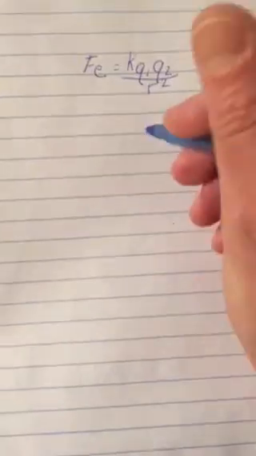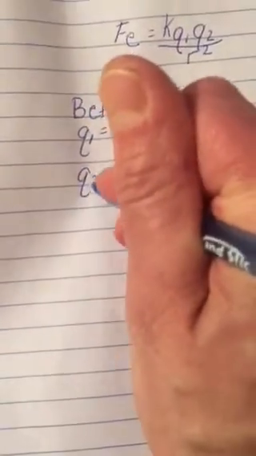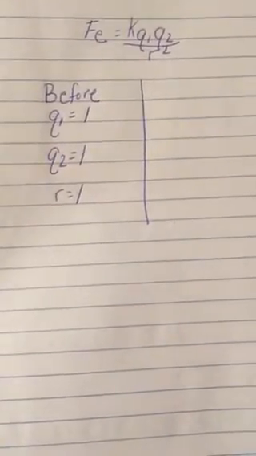how does the size of the force change if you change one or more of these quantities? So my suggestion for answering these is to do a kind of before and after. Before the change happens, we can assign some random numbers for these quantities. I'm just going to say that the first charge, Q1, has a charge of 1. Q2 also has a charge of 1. And the distance between these two objects is 1. You notice I'm not using any units, and I'm trying to keep it pretty simple.